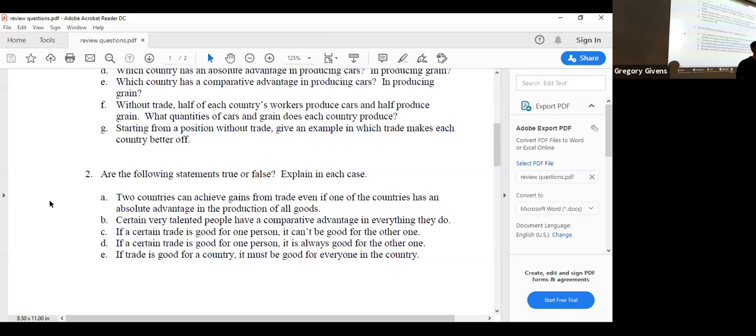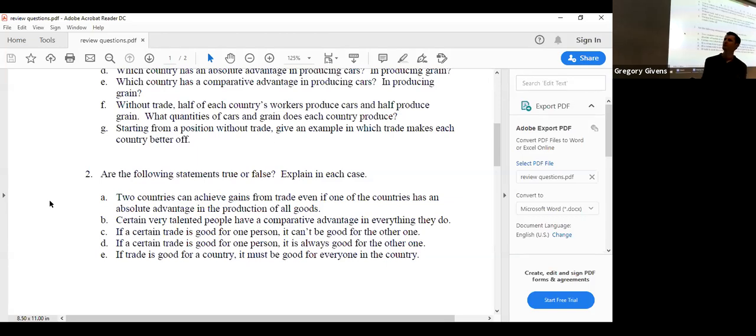2 countries can achieve gains from trade even if one of the countries has an absolute advantage in everything. Sean? It's true, right? In fact, the example that we did in class last time met this criteria exactly. The US had an absolute advantage in the production of both goods. And so absolute advantage is not critical for demonstrating gains from trade. One of the trading partners can have an absolute advantage in everything.